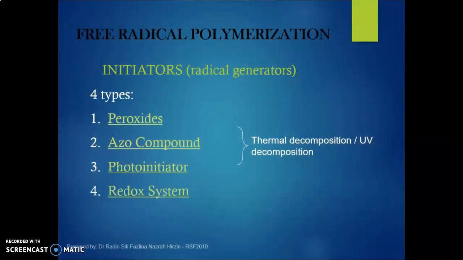Okay, for initiators, which act as the radical generators. For free radical, we have four types of initiator. Okay, first peroxide, azo compound, photoinitiator, and redox system. So for peroxide and azo compound, there is thermal decomposition or UV decomposition.